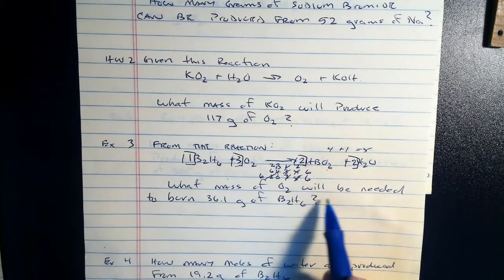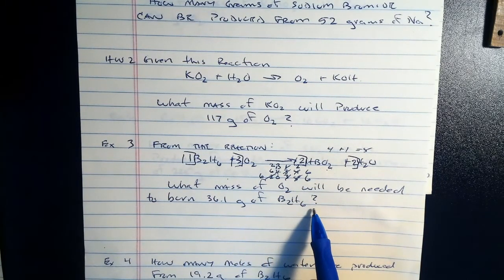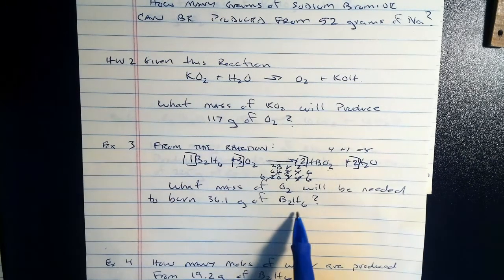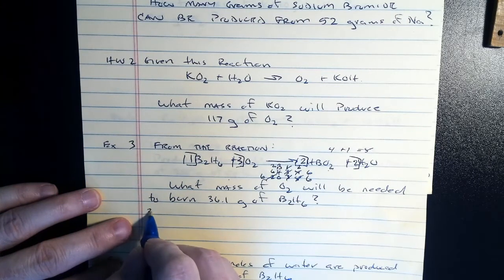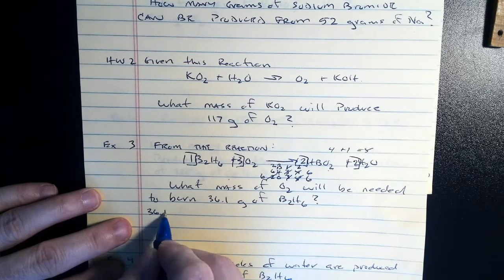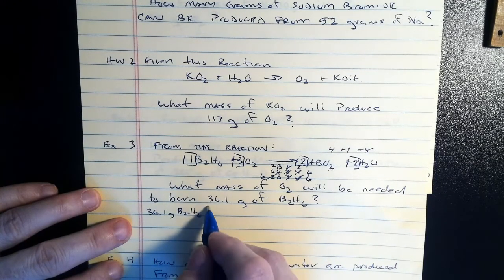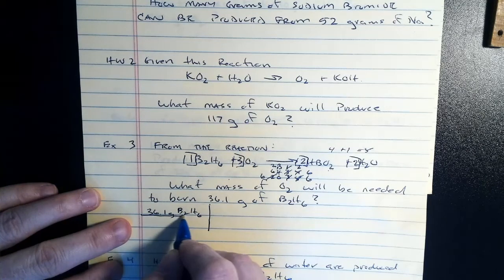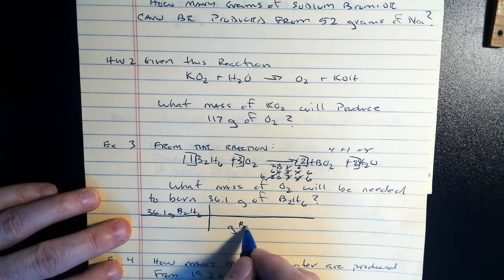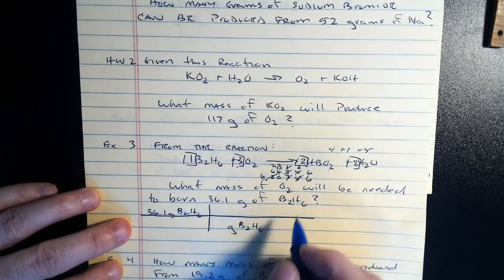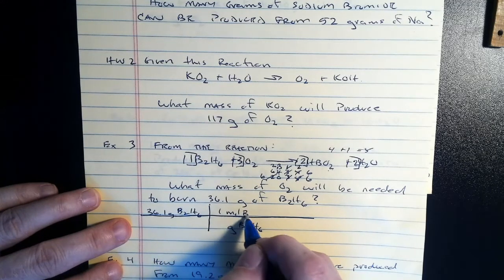So what mass of O2 will be needed to burn 36.1 grams of B2H6? Okay, well, we're going to start with this right here. So we're going to start with 36.1 grams B2H6. I wish I left myself some more room here. And we're going to draw our lines, and we're going to have grams of B2H6 equivalent to 1 mole of B2H6.